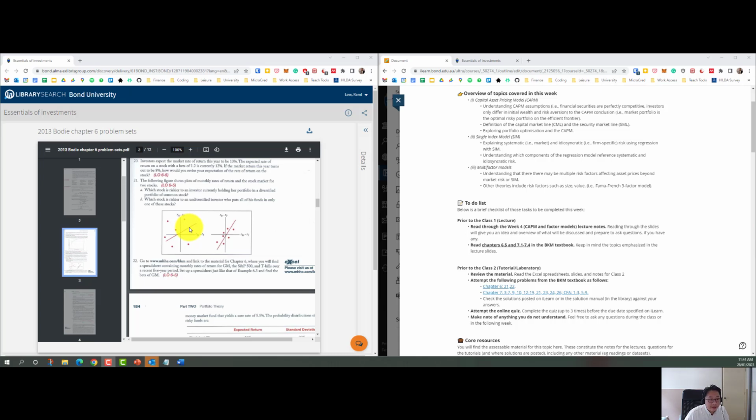Okay, so stock A is more risky for an undiversified investor who puts all his funds in only one of these stocks, because the fact that he's undiversified, he's going to take on a lot of firm-specific risk. Okay, so this is actually riskier.